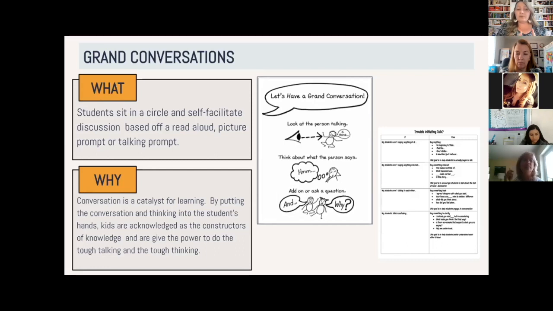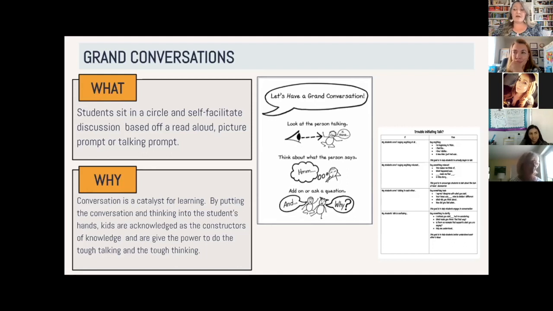Why? Not only because it gives our kids opportunity to talk, although it does, but because it gives them the control over the conversation. They are able to self-facilitate. And as it says there under the why section, we know that conversation is a catalyst for learning. That's why we collaborate. That's why we talk. Because when we are just doing it in our own brain, it's like, well, this could be good. But once we start talking, we start thinking about different things, like other people's opinions and views. All of a sudden, it's like, wow, I've learned so much.